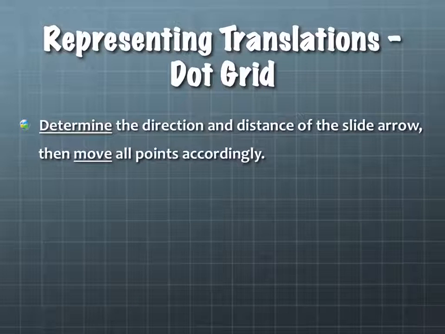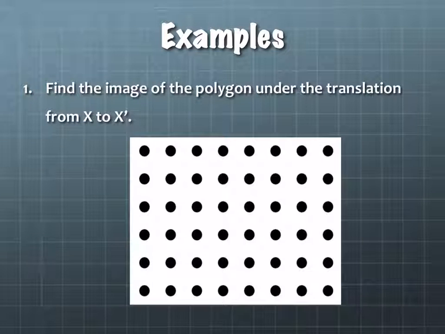All right. One way of representing or showing translations is with a dot grid. So you determine the direction and the distance of the slide arrow, and then move all points accordingly. And we're going to do an example. Here's my dot grid. You've got a dot grid.